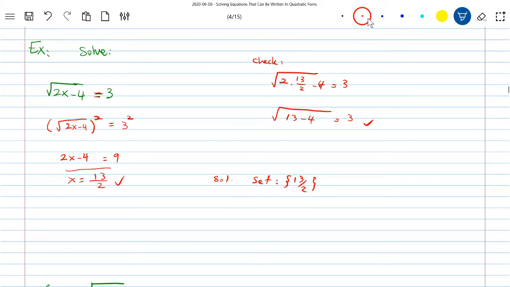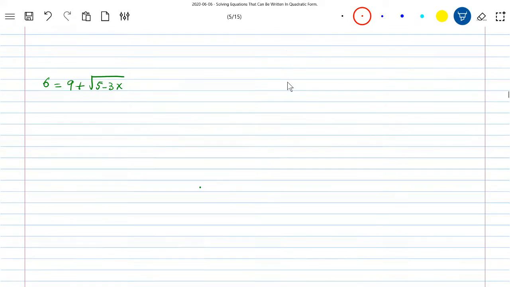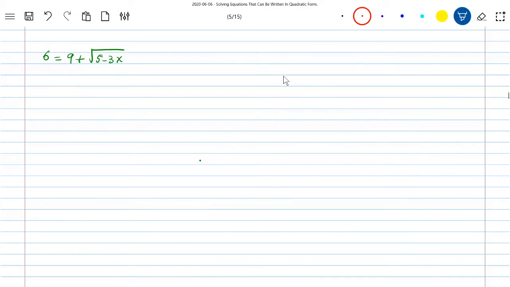Sometimes it's enough just to box this and say this is the solution. But if they ask you for the solution set, try to write it in this format. Okay, let's look at the next example.